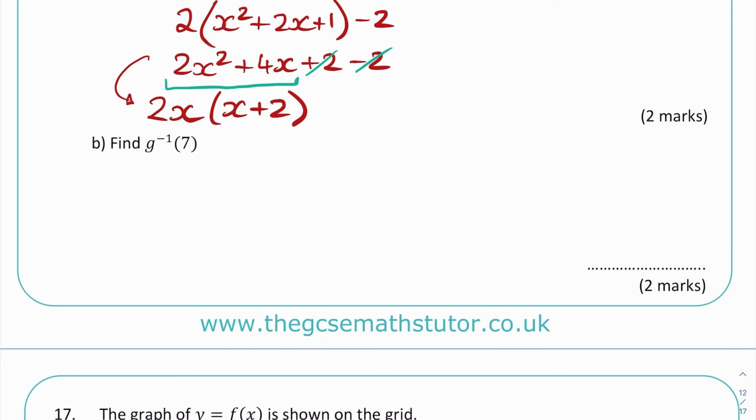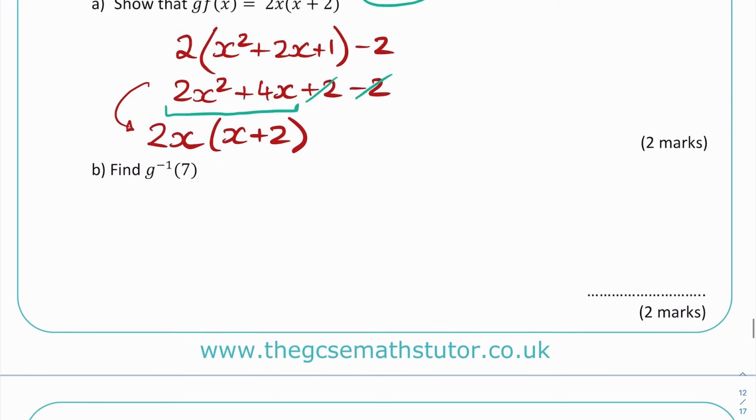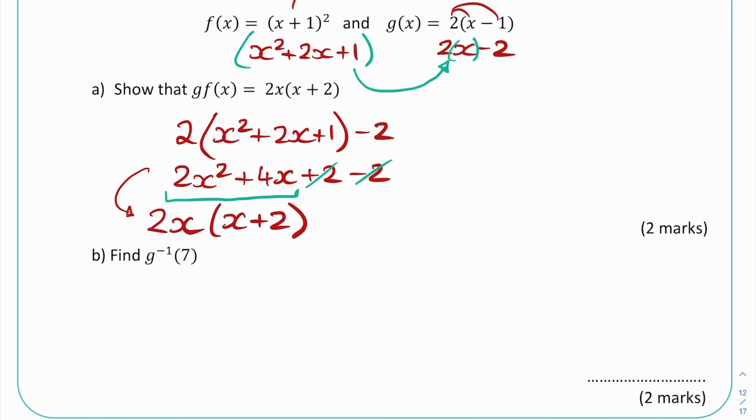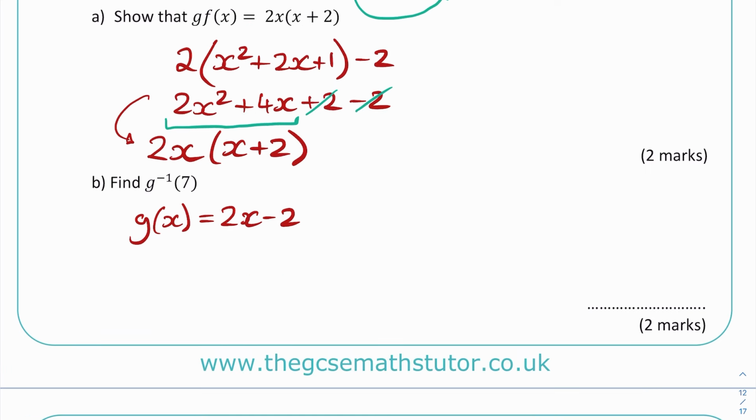Part B wants us to find the inverse function of g and then to substitute 7 into it. Now there are lots of different ways that you can go about doing this. There are little tricks to inverse functions, but I think the best way here is just to write down the function of g, which is equal to 2x minus 2, do the inverse, make sure we get a mark for that, and then substitute the 7 in.